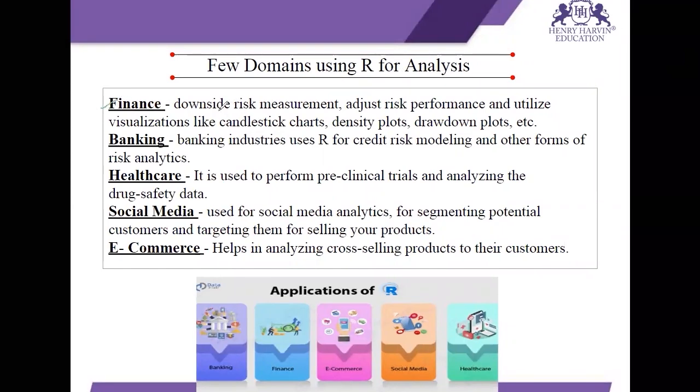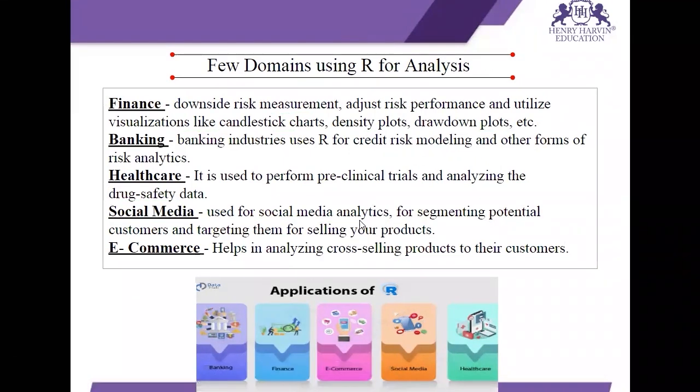In finance, R is used to make models for downside risk measurements, adjust risk performance, and utilize visualizations like candlestick charts, density plots, drawdown plots, etc. In the banking system, it is used by the industry for credit risk modeling and analysis and other forms of risk analytics. Then it is used in healthcare also. It is useful to perform pre-clinical trials and analyze drug safety data. In social media, it is used for social media analytics for segmenting potential customers and targeting them for selling your product. Then in e-commerce, it helps in analyzing cross-selling products to the customers of the company.